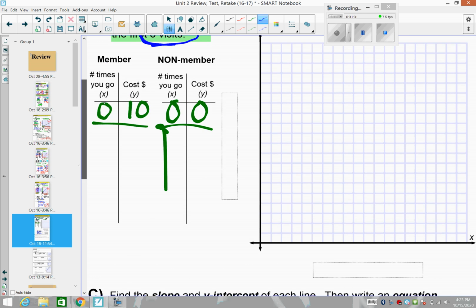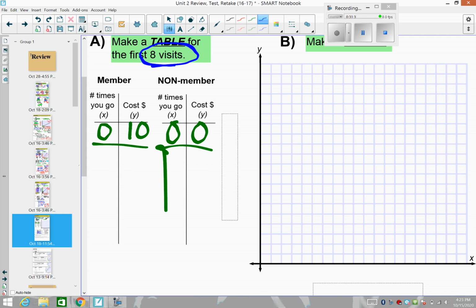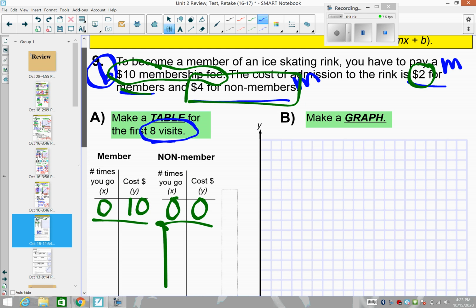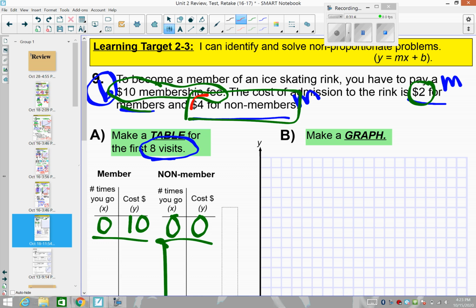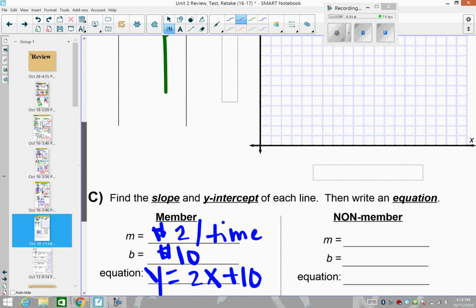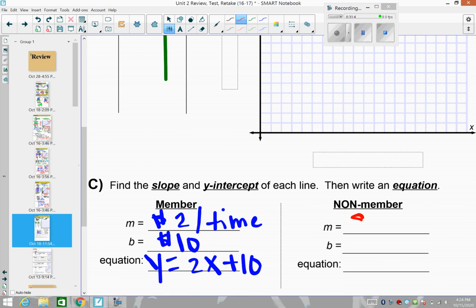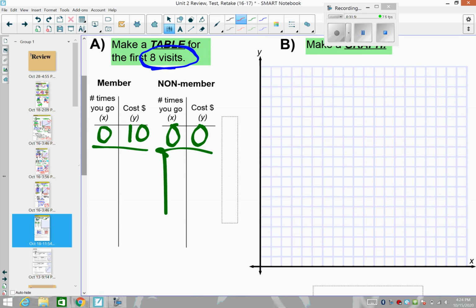All right. Now, non-members, where? Non-members pay $4. So let's go down and check that out. So non-members pay $4 per time and a $0 membership fee. So Y equals just $4 per time. All right. So now, what is the cost for 8 visits in the 2 scenarios?